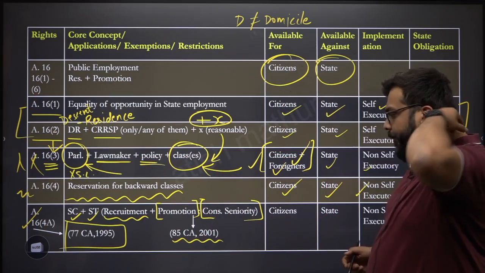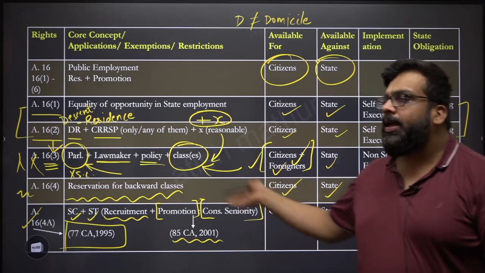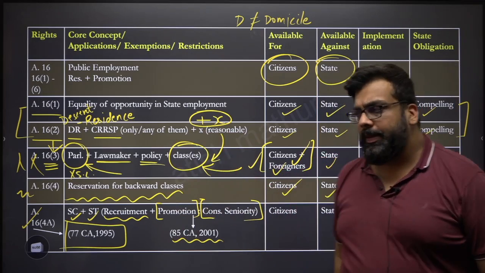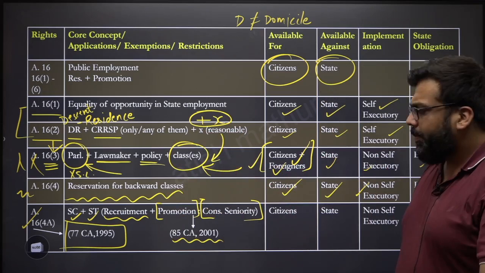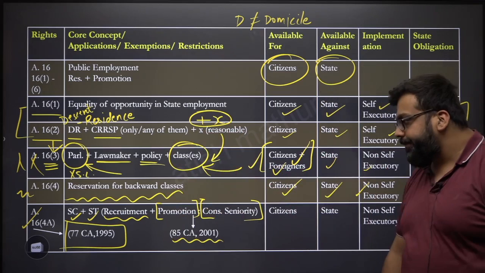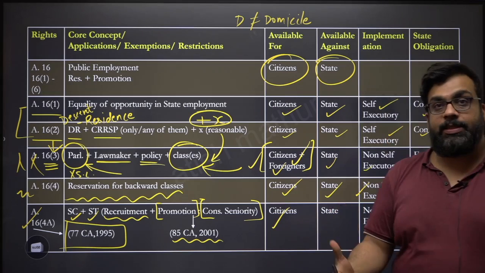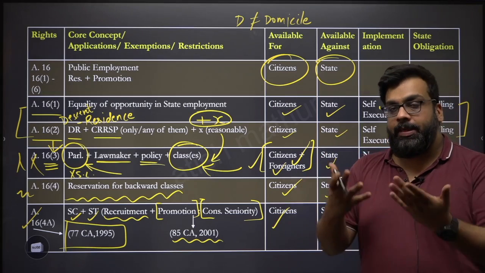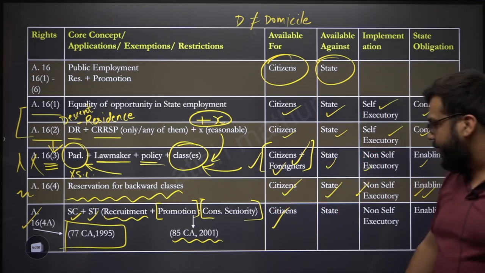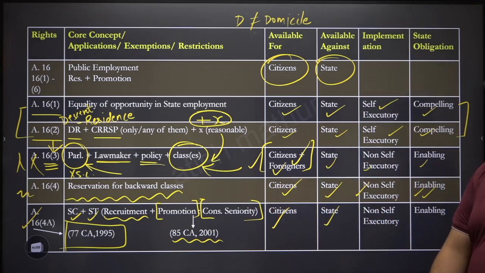Will the prelims ever ask you the meaning of this? Absolutely not. Now, this is again done as a response to several Supreme Court judgments and so on and so forth. But again, don't worry too much about it. Now, it is available only to citizens because this is proper employment reservation. Why would you give it to foreigners? Available only against offices of the state.